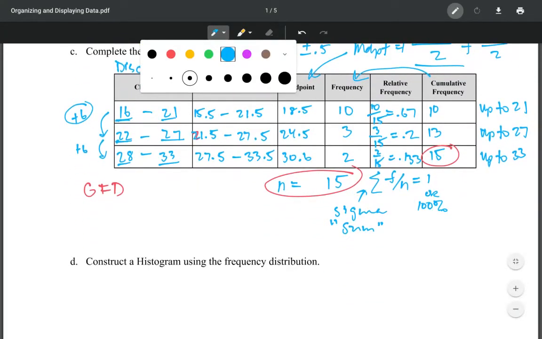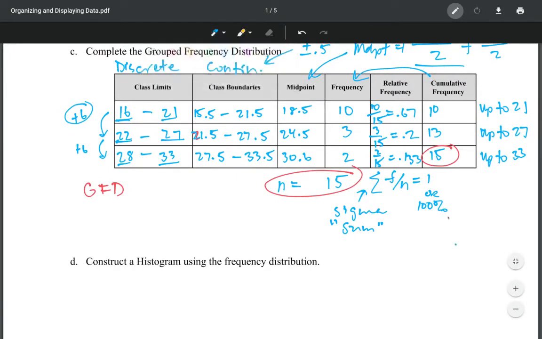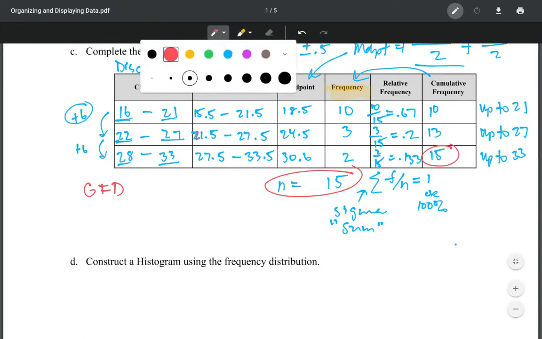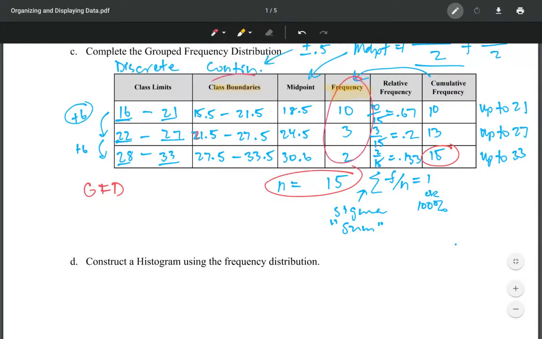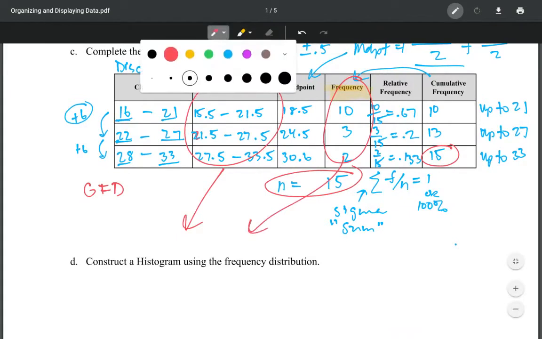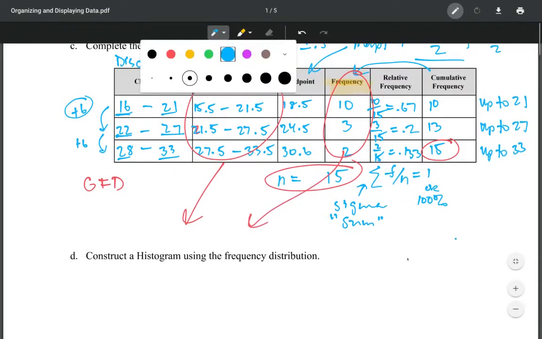So in part D, I want to come up with a histogram using my grouped frequency distribution. To do my histogram, I want to create bars that are touching. So I'm going to be using my class boundaries to do that. Then I'm also going to be using my frequencies. So just looking at both of these columns, the frequencies and the class boundaries are going to make up my histogram. My histogram lives in just a single quadrant.